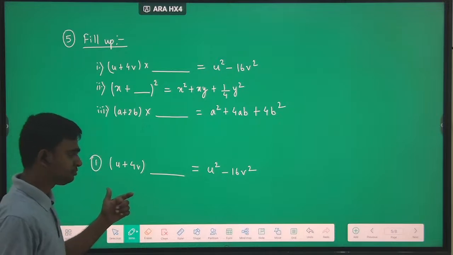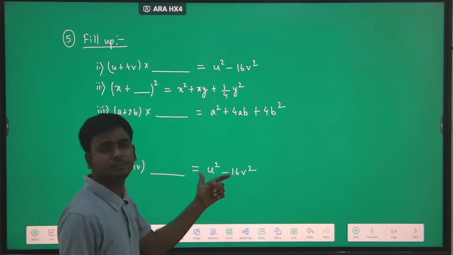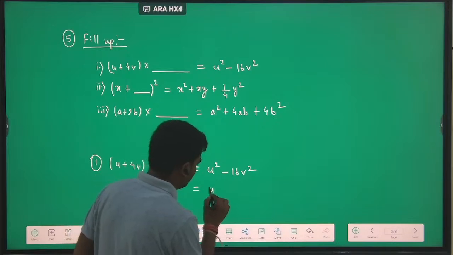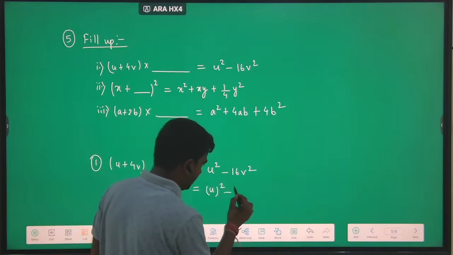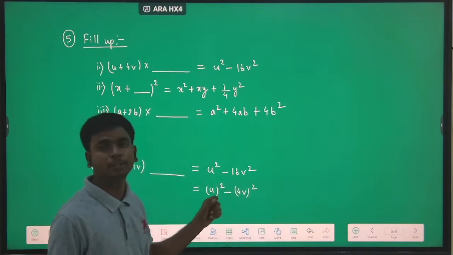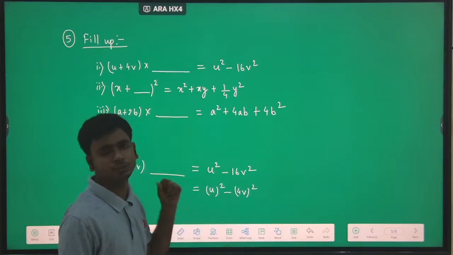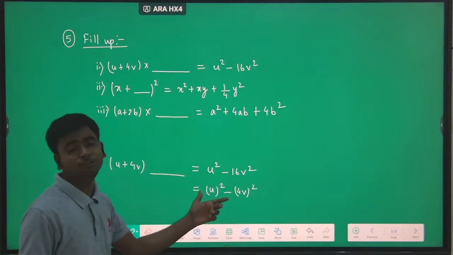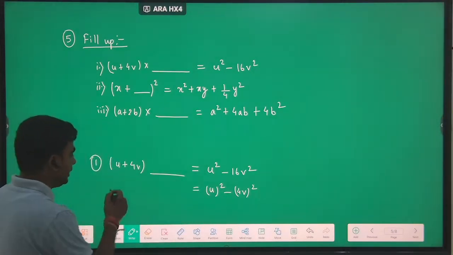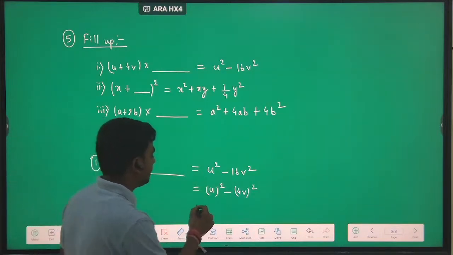As we know that this u square minus 16v square resembles the formula a square minus b square. It can be written as u to the power 2, that means u square, minus 4v to the power 2. 4 into 4 is 16 and v into v is v square. So it is in the form of a square minus b square. We know the value of a square minus b square. A square minus b square is what? A plus b into a minus b.